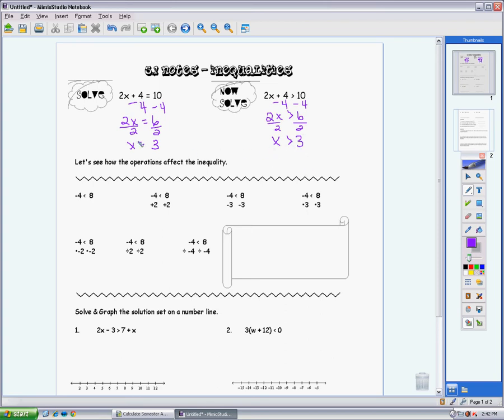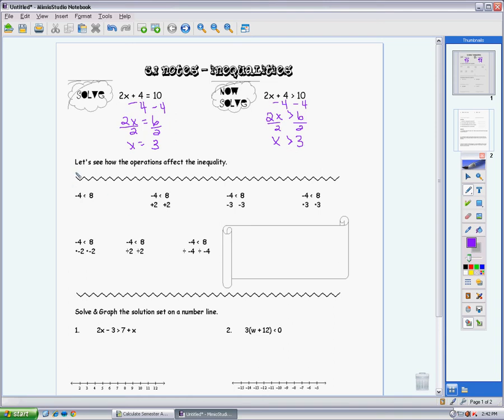So the difference here is that this solution has to be exactly 3 and 3 only, whereas this one can be a number of answers starting at a number greater than 3. So x is greater than 3 means it could be 4, 5, 6, 7, 100. Any number that's greater than 3 would work for this solution.